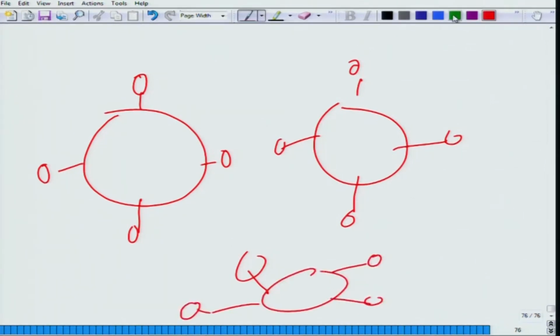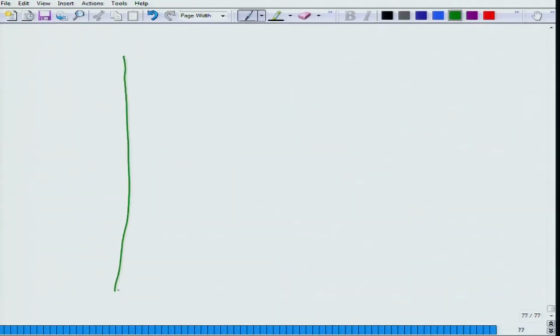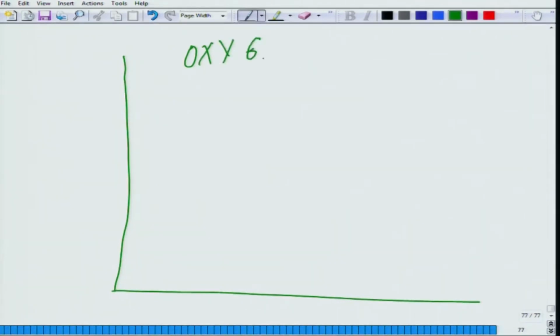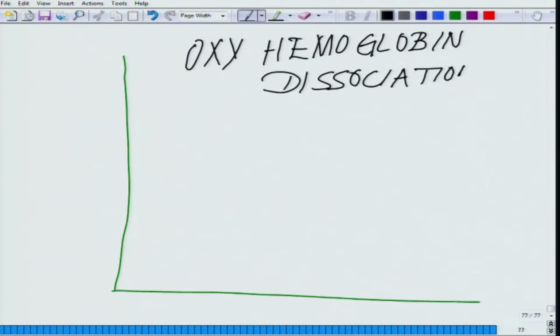If all the 4 sites are occupied by oxygen, this is 100% saturated. If 1, 2 are, it is 50%. If only 1 is, then it is 25%. If none, this is unsaturated. And based on this, you can draw the saturation, which is also called the oxyhemoglobin dissociation curve. Okay. Oxyhemoglobin dissociation curve.